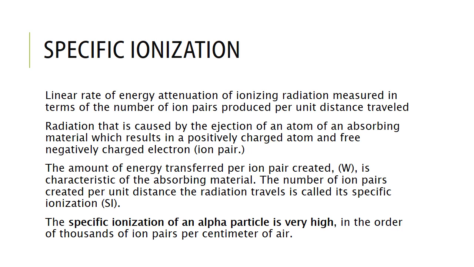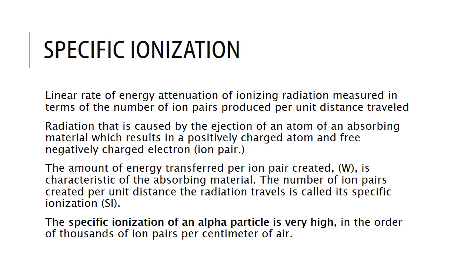So when you talk about ionization, you can also talk about specific ionization. For specific ionization, the linear rate of energy attenuation of the ionizing radiation is measured in terms of the number of ion pairs produced per unit distance traveled. Remember, the ion pair is that ejected electron and then the positively charged atom. Okay, so that's the ion pair.